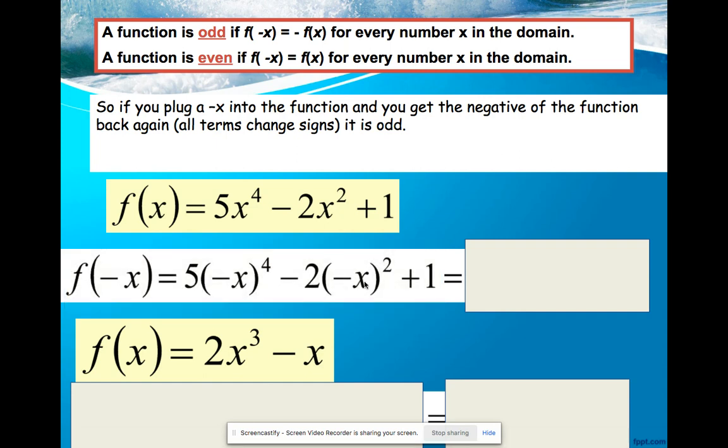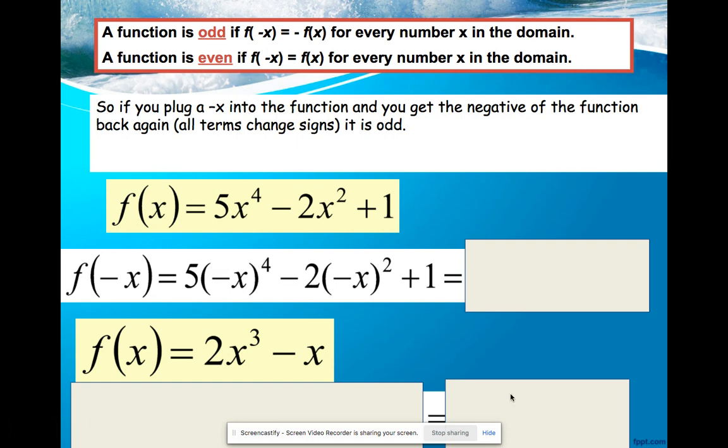And then I solve. So negative x to the fourth will be negative x times negative x times negative x times negative x. Well, a negative times a negative becomes a positive. Then a positive times a negative is a negative, but then we have another negative times a negative. So in reality, we are going to continue having a 5x to the fourth, right? And if we look at negative 2 times negative x to the second, we're going to do negative x times negative x, and again, that's going to become a positive x squared. Well, positive x squared times negative 2 is going to be a negative 2x squared.